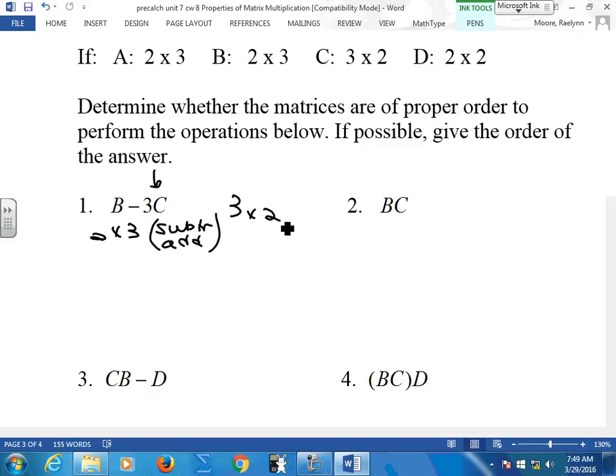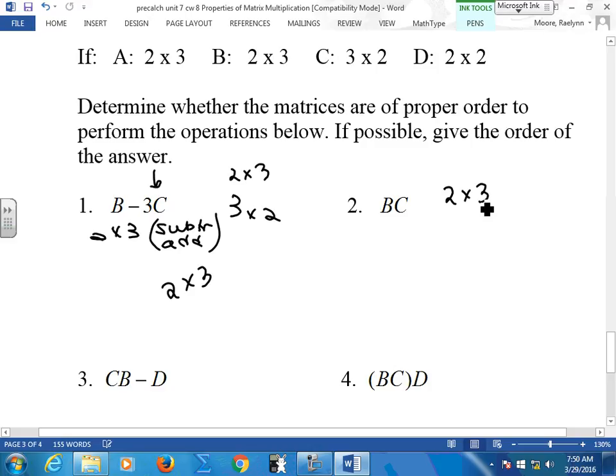B times C. I'll show you in one second. Like if this was a 2 by 3, your answer would say you can do it, and you would result in a 2 by 3. Mostly it's the multiply. B is your 2 by 3. C is your 3 by 2. So can we multiply these guys together? So what's our resulting matrix? 2 by 2. Because these have to match in the middle, and the resulting is the 2 on the outside.